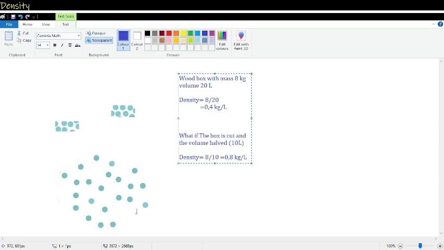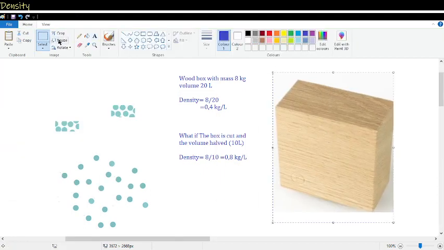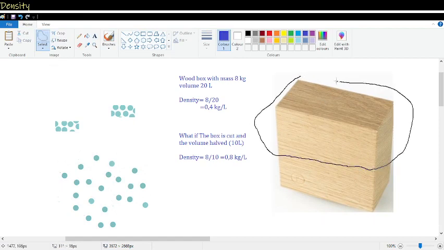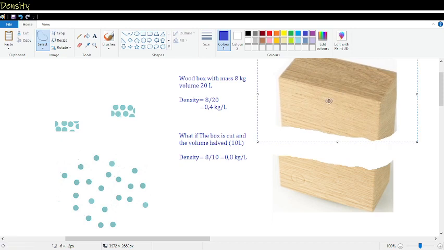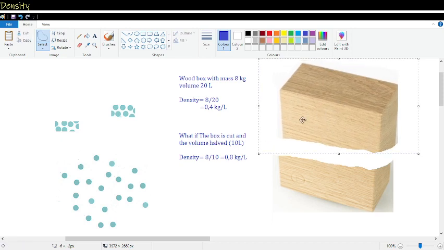Why? Because if you cut an object, if you cut a material, it will not change the material. If you cut a box of wood, for example, like this, what you get is just two pieces of wood. The material will not change, and the density should not change also, right?